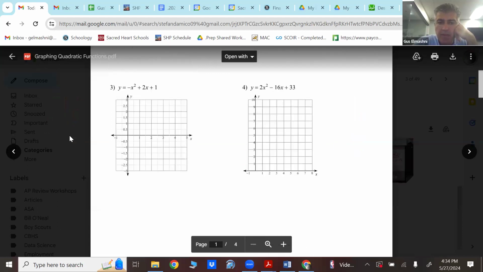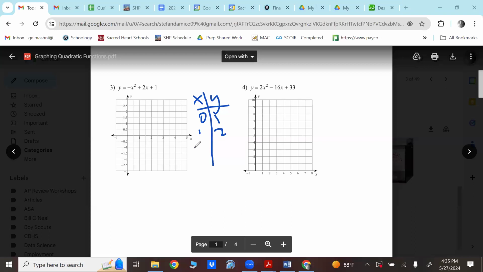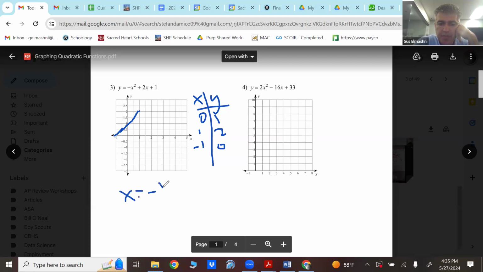Now the T table is going to be a little tougher for number 3 because you're not really sure where to start. I mean, you could plug in 0, for example, get 1. Plug in 1, I think you get 2. You could plug in negative 1, not sure what we'll get. It's kind of hard to tell. So what you really want to do for these problems is use the formula negative b over 2a to find the x-coordinate of the vertex.